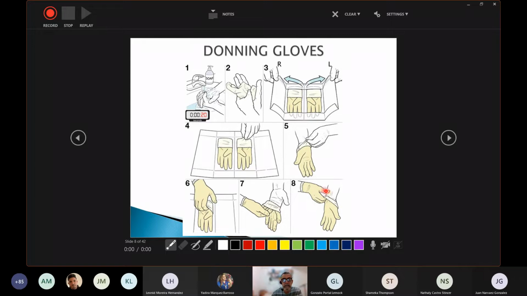Take care with this thumb. Don't touch it. That's why, when I was taught this many years ago, I was told you need to keep your thumb abducted all the time, to avoid this stuff that you see here.